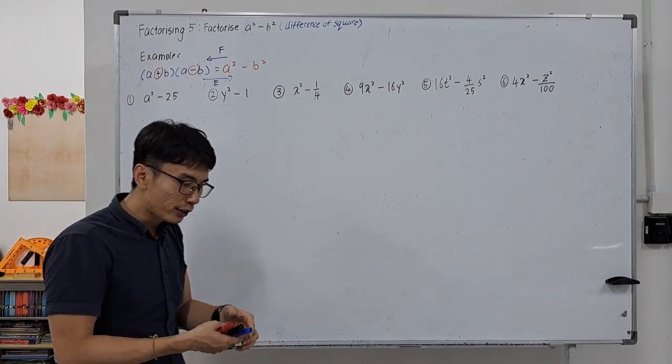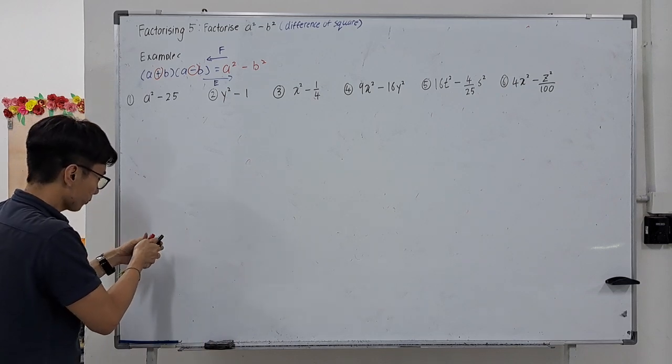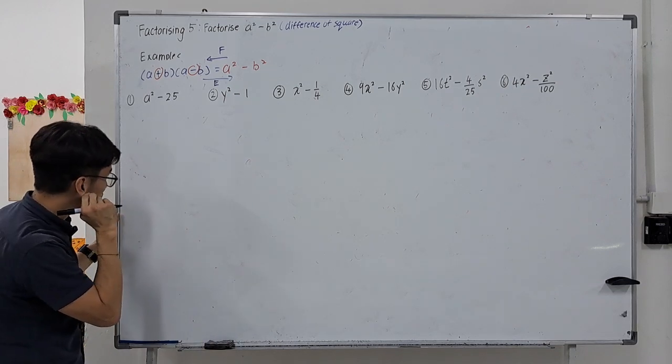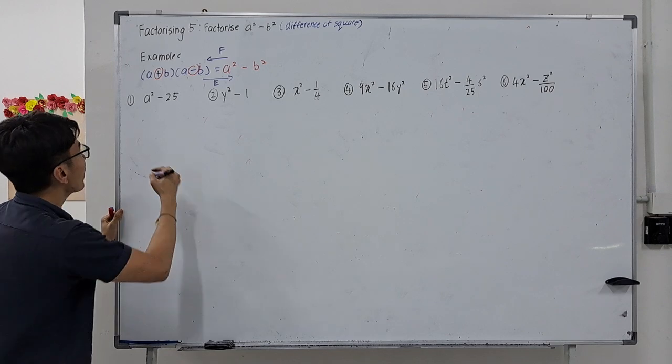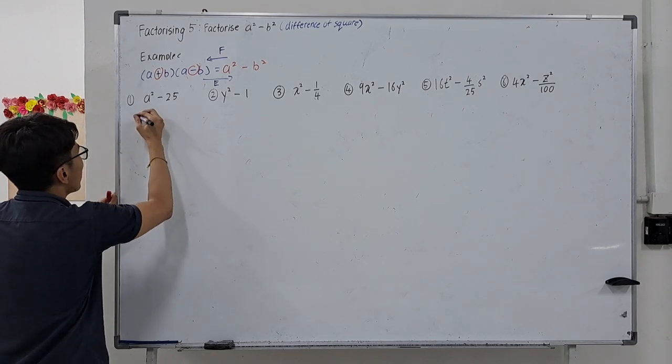So how do I factorize this completely? Very simple. So always I will tell my student, if I want to factorize the difference of square, I will tell them first, add 2 brackets.